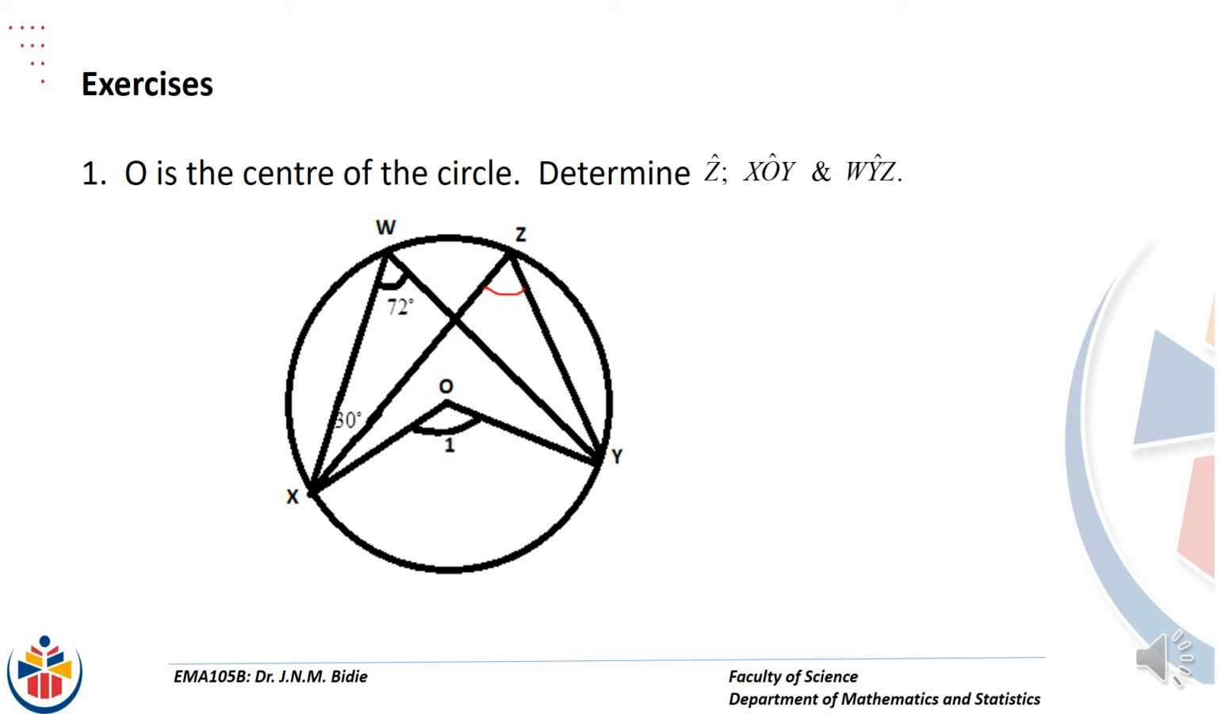Now we're asked to find angle WYZ. Note that angle WXZ and angle WYZ are angles that are subtended by the same arc. So angle WXZ equal to 30 degrees yields XYZ to also be equal to 30 degrees because they are both subtended by the same arc.